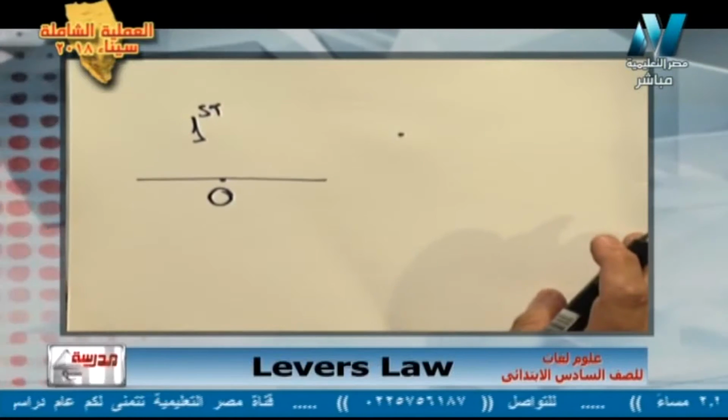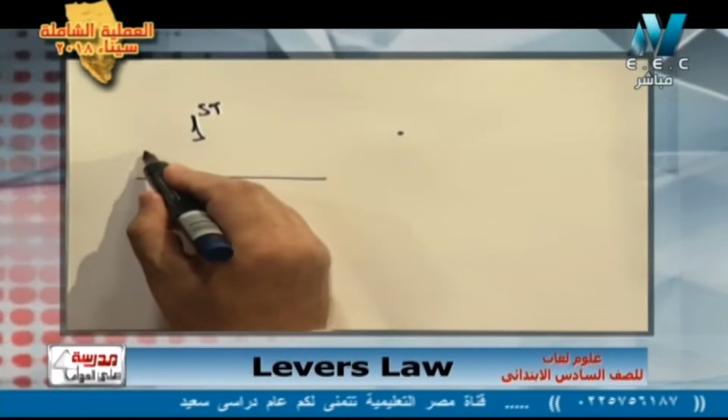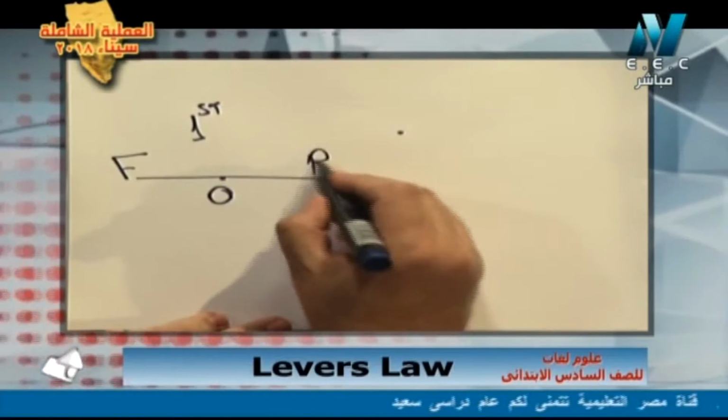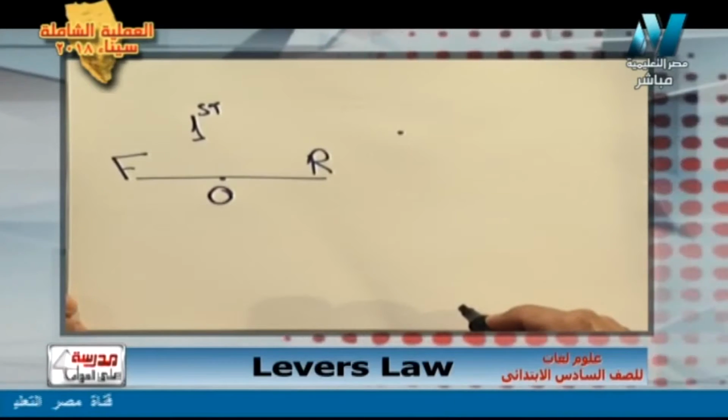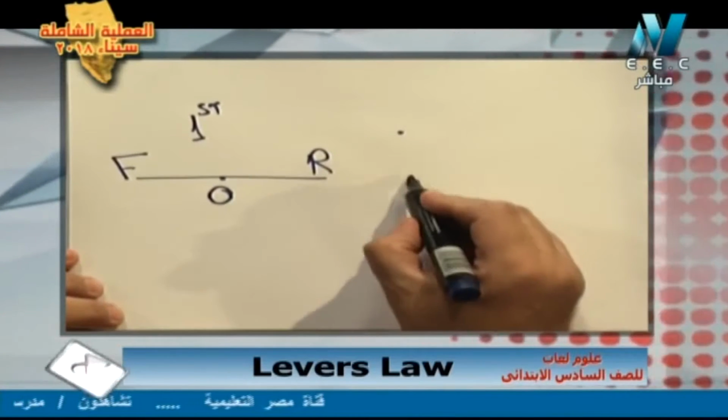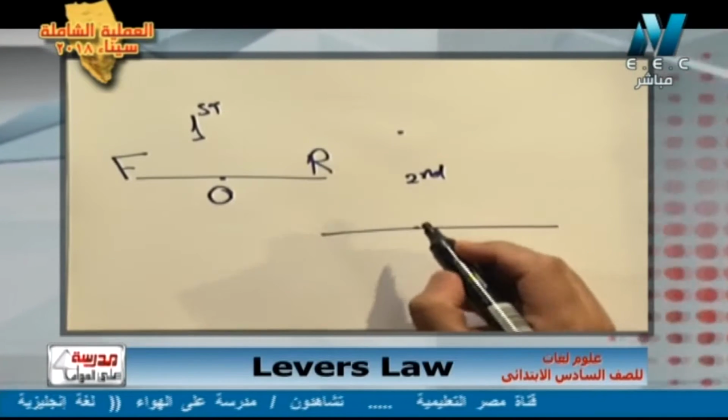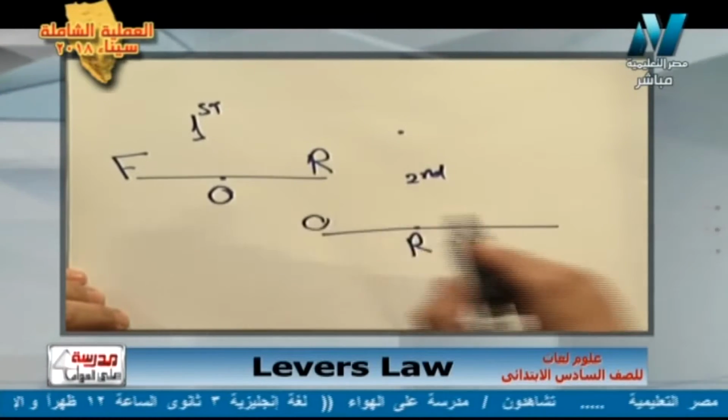So let me revise what we have studied in the last two episodes. We have studied the three types of lever: first class, second class, and third class. In first class lever, what is in the middle? It contains O in the middle, the fulcrum between effort force and resistance force. So in first class lever we have O between F and R. O is the symbol of fulcrum, R is the symbol of resistance, F is the symbol of effort force. Second class lever has R, or the resistance, between O and F.